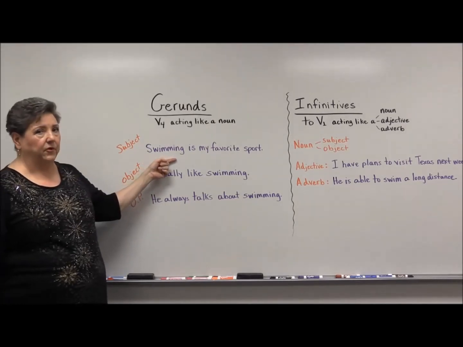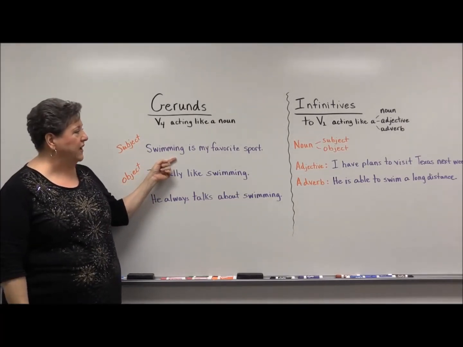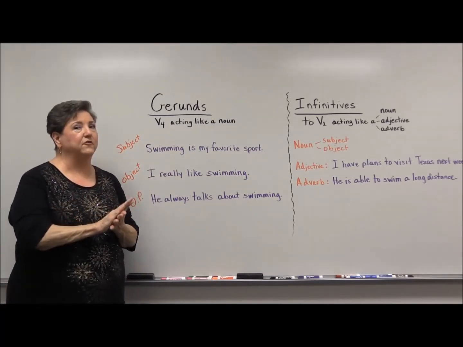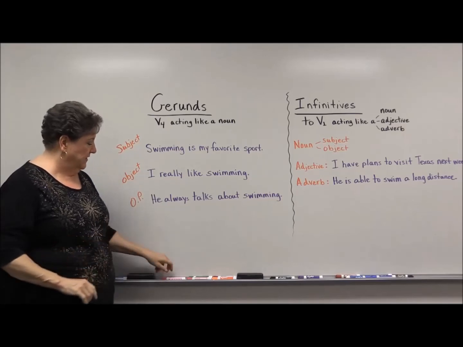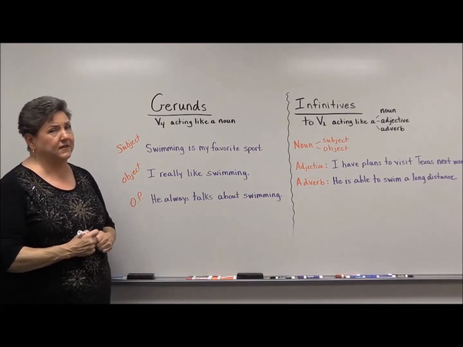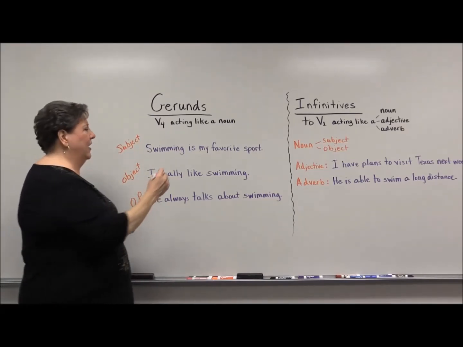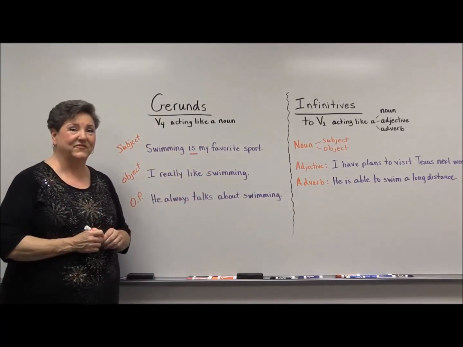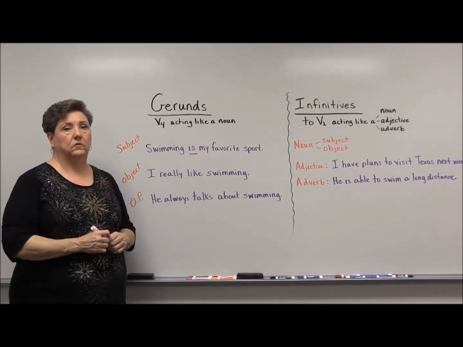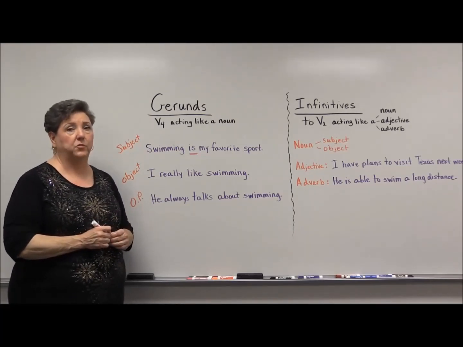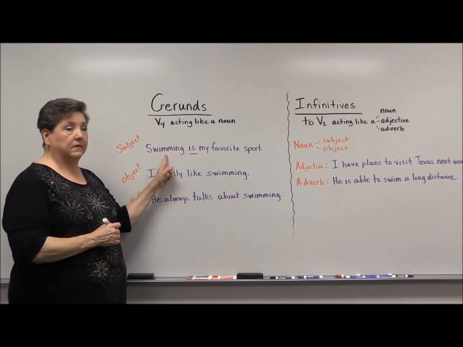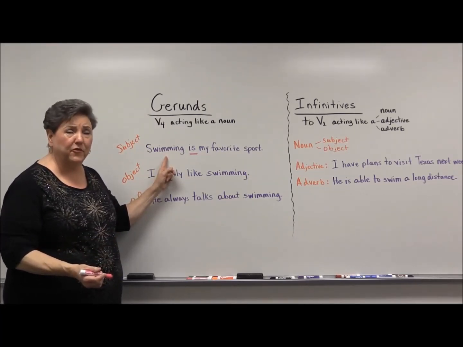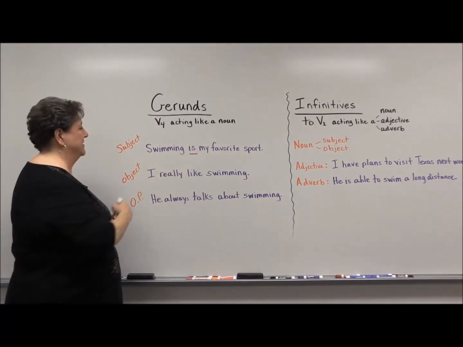So here's an example. Swimming is my favorite sport. Remember what I taught you. What is the verb first? Find the verb. Did you say swimming? A lot of my students say swimming, but the verb is. So what is my favorite sport? Swimming. You see, it's a verb form, but it isn't the verb. It's the subject of the sentence.